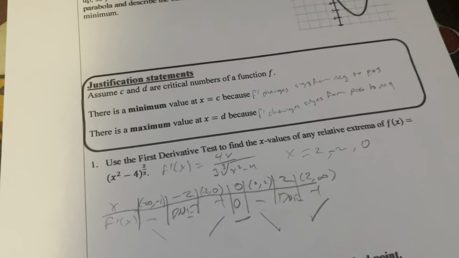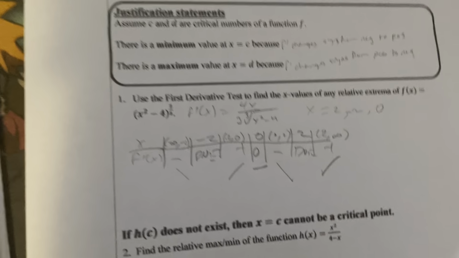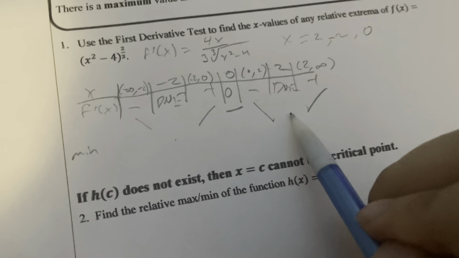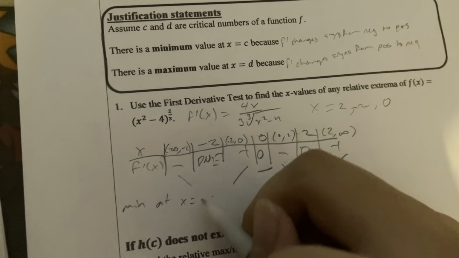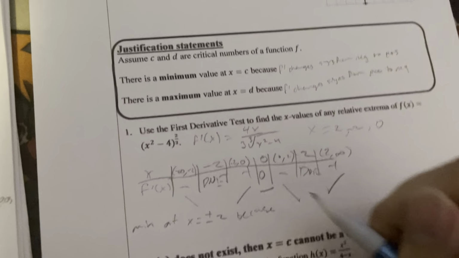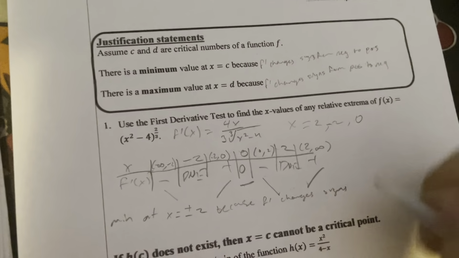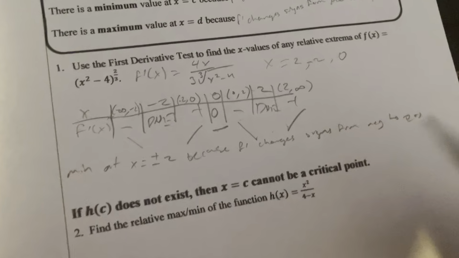Now, our answer, our justification statement: there's a min. So everywhere there's a min is when it goes negative to positive. So negative to positive is a min right here, and a min right here. Min at x equals positive and negative 2 because f prime changes signs from negative to positive.